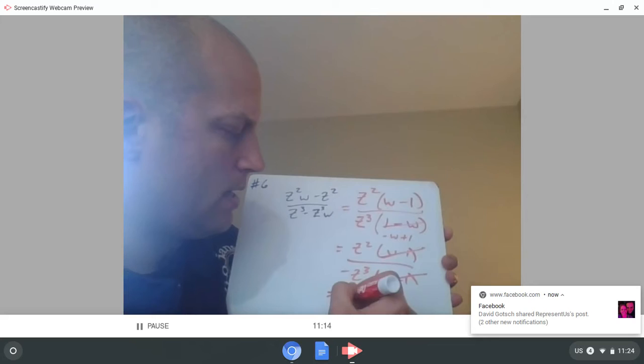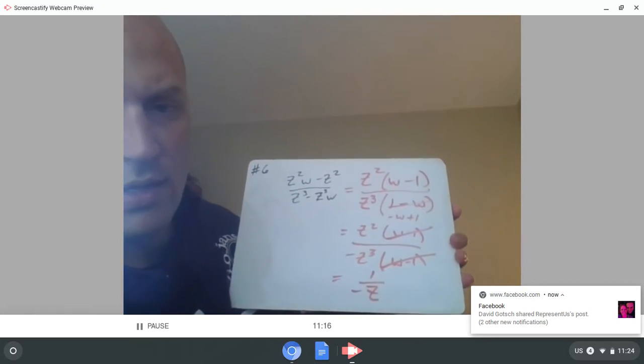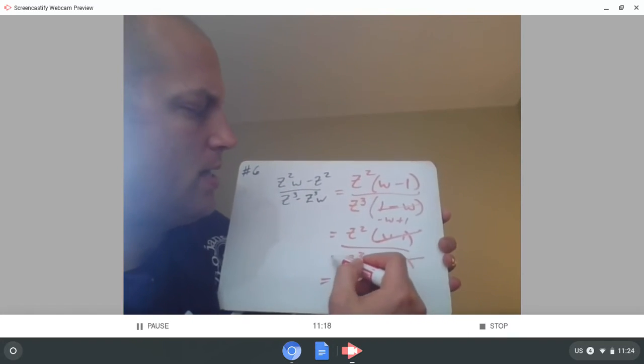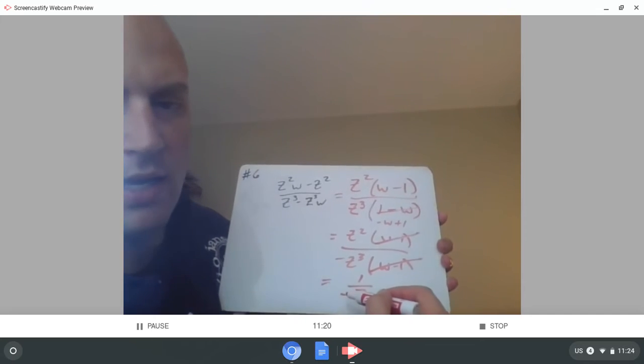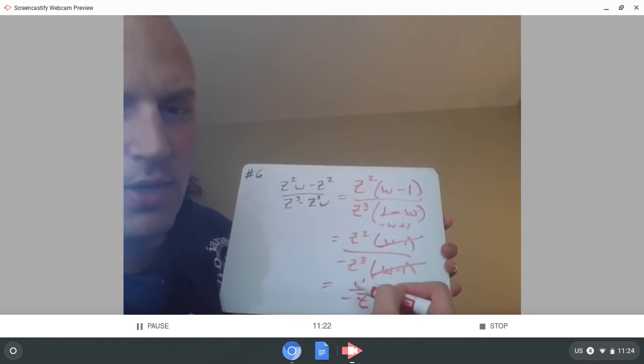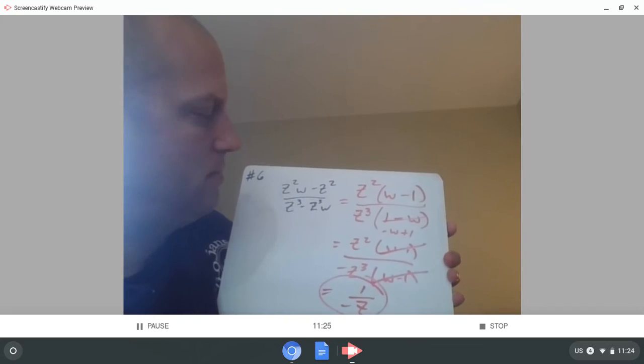1 on top, and now it's negative. Okay, so z squared, z cubed, negative z cubed on the bottom. It still stays negative, and there's more z's on the bottom, so I have to leave the z on the bottom. Final answer for number 6.